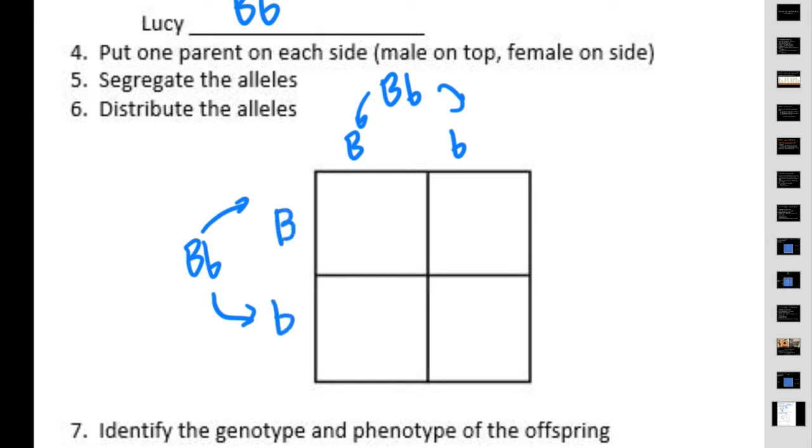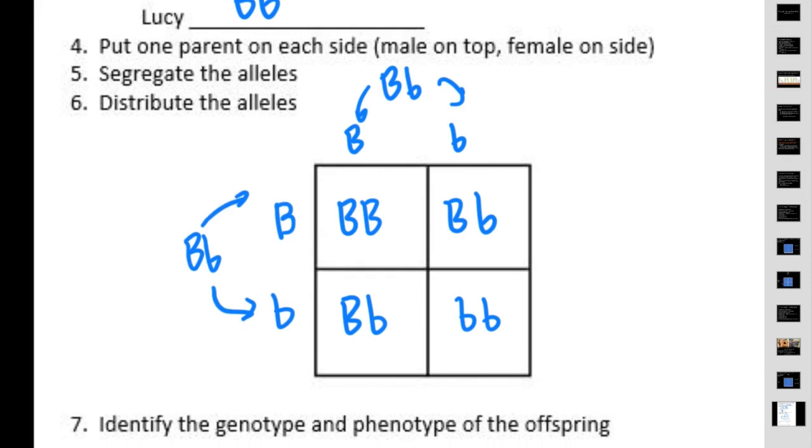Next step is to distribute the alleles. So first thing I like to do is go down the column. I have big B, and then I go down the other column. I have little b, and then I'm going to go across the rows. Big B, and then over here I have little b's that I need to distribute. I've filled out my Punnett square, and now it's time for me to interpret the information that's in there.